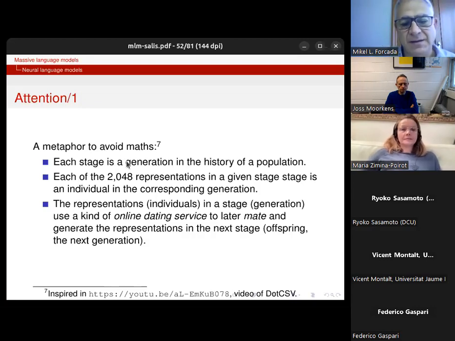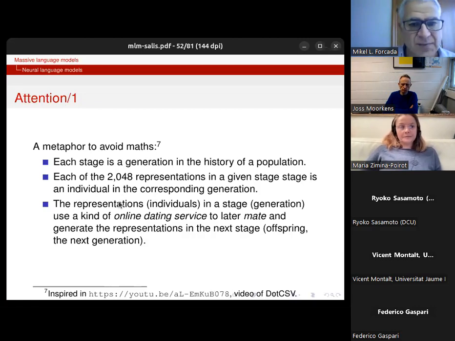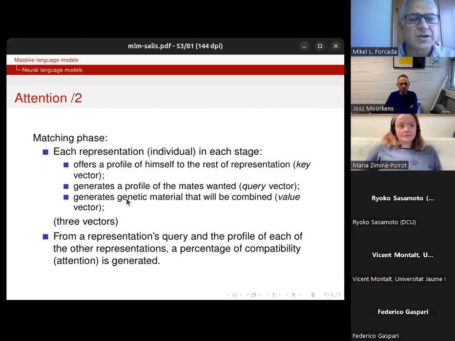metaphor. This metaphor is inspired by, I think, a Spanish language YouTuber, but only partly because I had to add some things, but I got a lot of inspiration from this. So how does this work? It works like a social network, like one of these online dating services. Each representation offers a profile of itself to the rest of the representations.